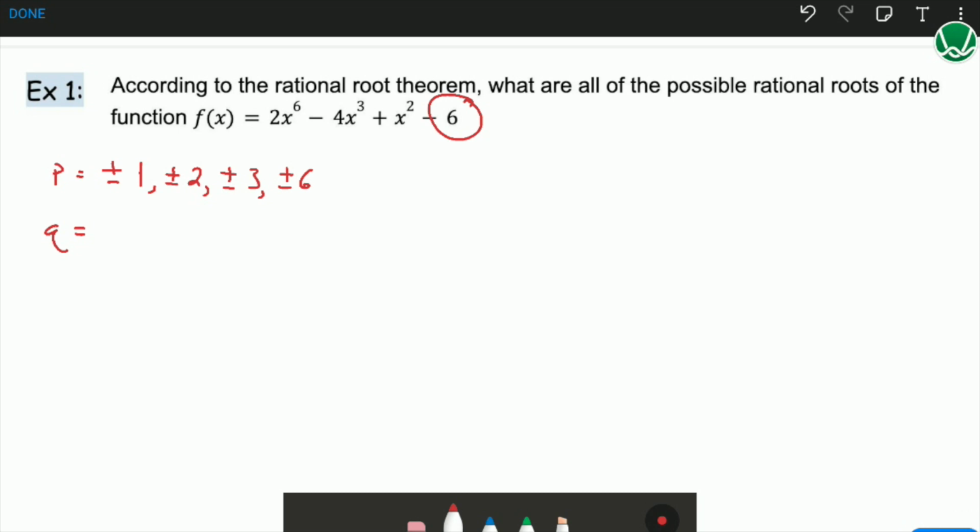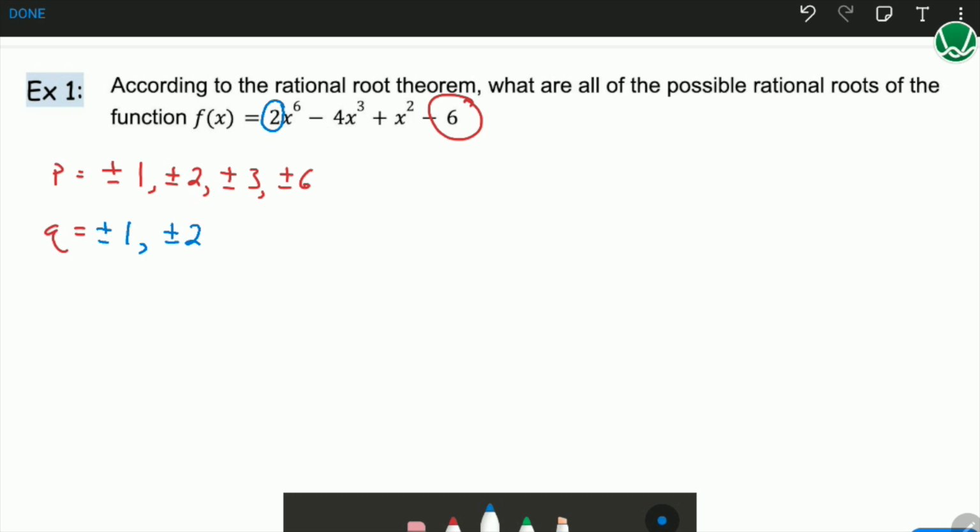And for the q, we're going to look at the leading coefficient. So that's going to be the 2. So q is going to be composed of all possible factors of 2. And again, we have to take into account both the positives and negatives. So plus minus 2 and plus minus 1. I'm going to write that in ascending order. So plus minus 1 and plus minus 2.